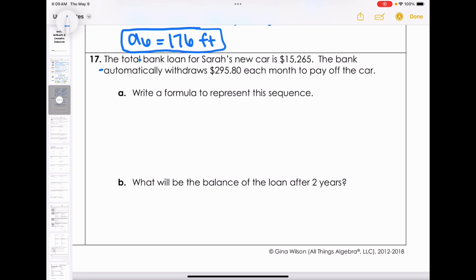So they don't give us how much she's going to owe every single month. Okay, they give us the first term. So to start out, this is the loan for her car. And then they tell us how much they're taking out every month, which is our common difference. They're subtracting $295.80 from that car loan every month. So now we have our A1 and our D. So now I'm going to make the formula for this sequence.